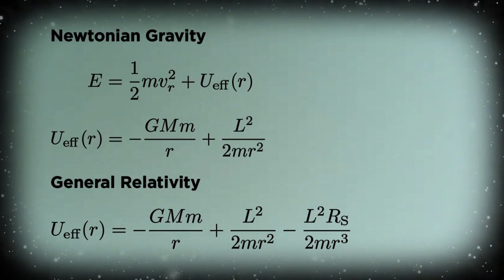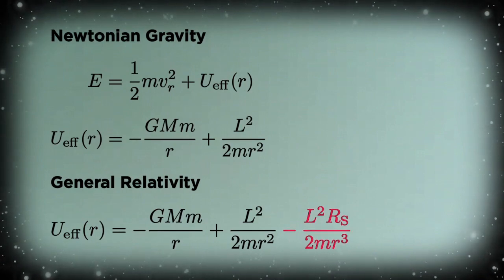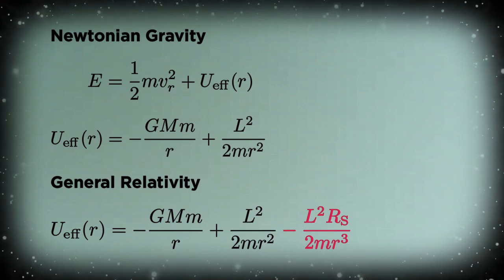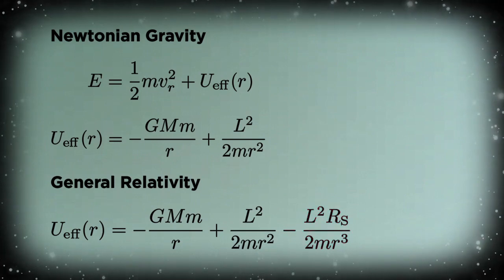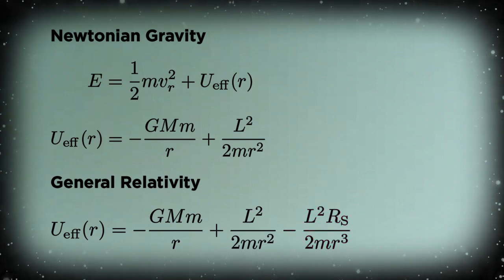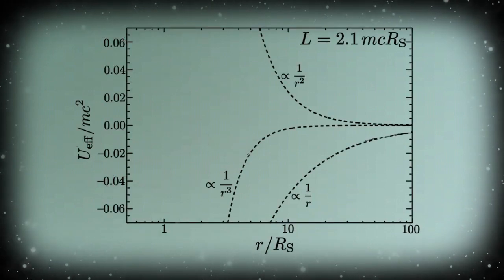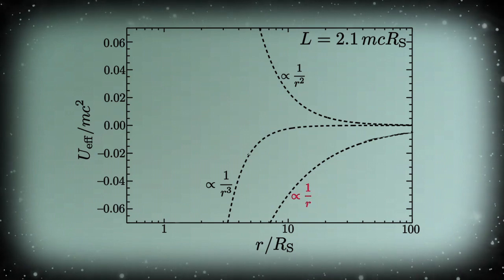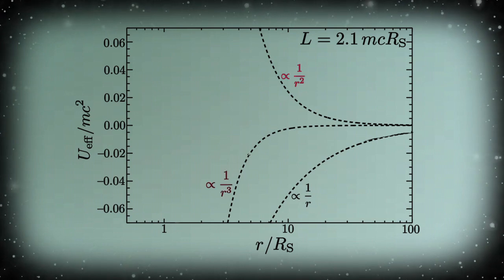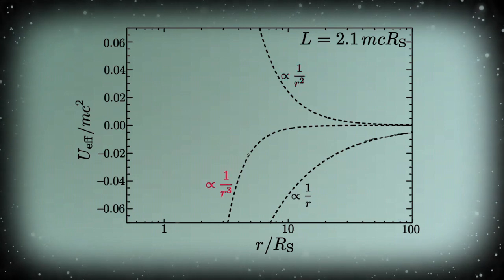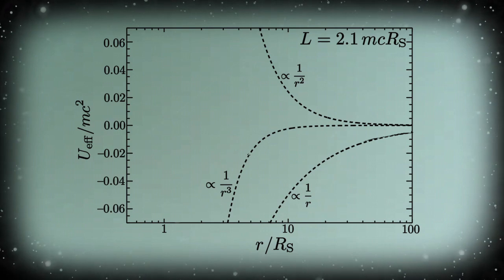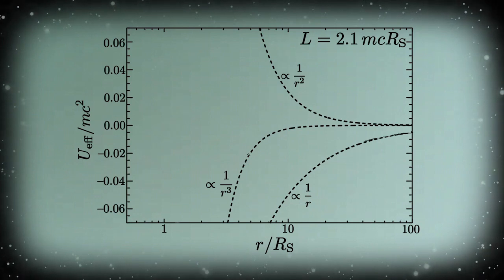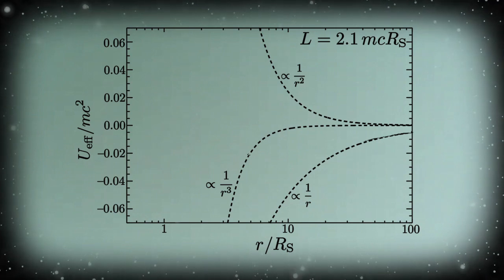What happens in general relativity is that you get an extra term in the effective potential energy, minus L² times the Schwarzschild radius over 2mr². So now there are 3 terms. When we replot U effective for a black hole, we need to add the contributions of the -1 over r term, the +1 over r² term, and the -1 over r³ term. As r gets smaller, that new 1 over r³ term grows the fastest of all, and it's negative. So the effective potential dives downward at small radius.